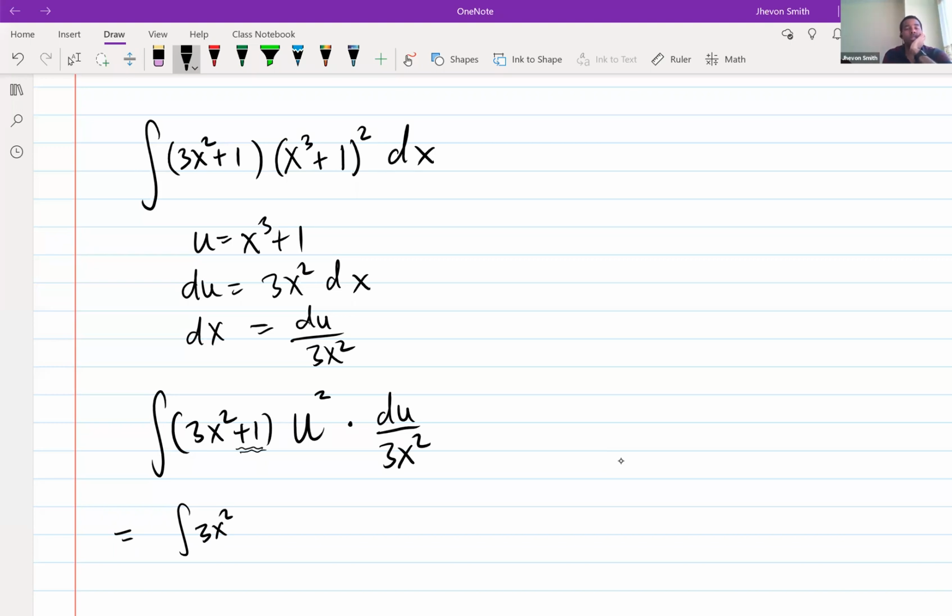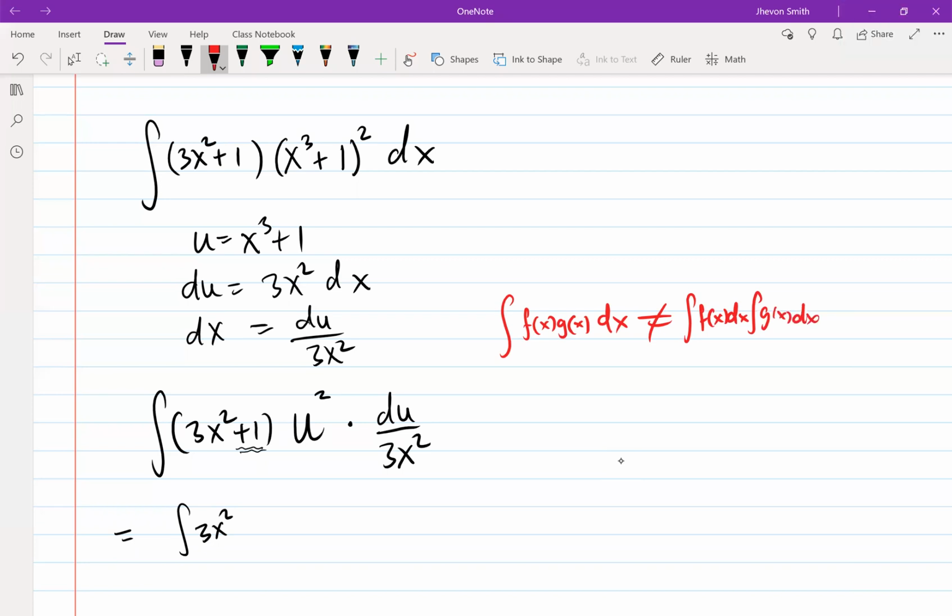No. Integrals don't distribute across products. So if you have f of x times g of x and you have an integral, it's not the same as just integrating the f and then integrating the g. Okay. So this is a trick. It's kind of a fake out.